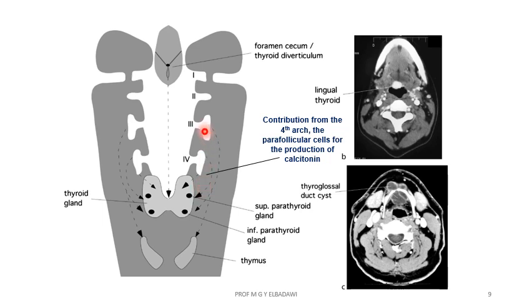The parathyroid glands will arise from the third and the fourth pharyngeal pouches. That one from the third pouch will migrate downwards to form the inferior parathyroid, while that from the fourth pouch will form the superior parathyroid. That is the origin developmentally of the parathyroid glands.